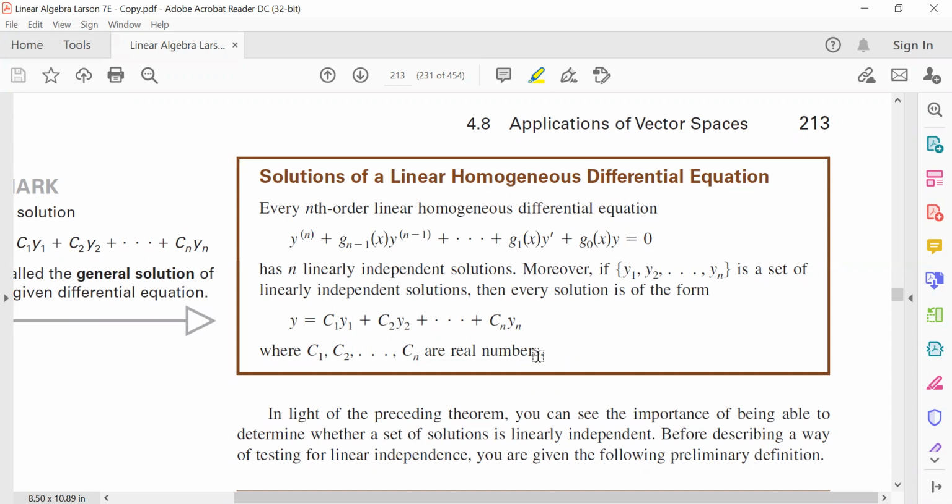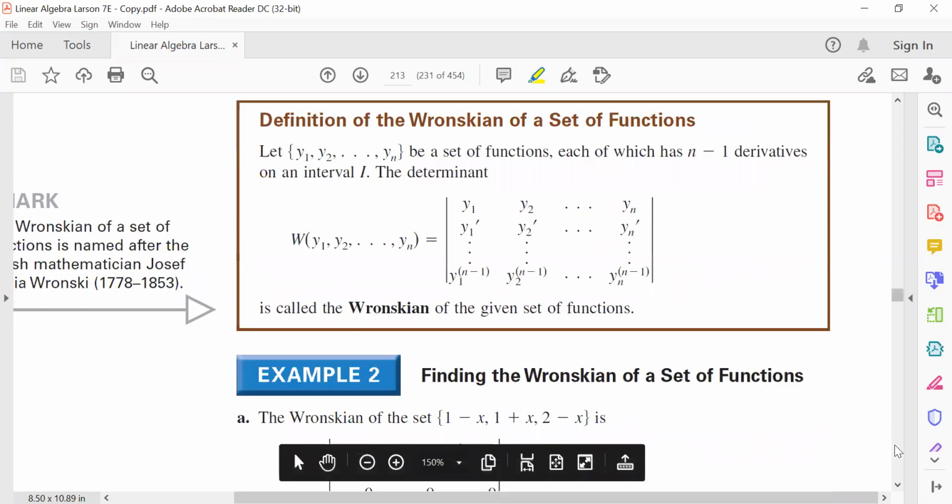So it would be awesome if there was some way we could test whether a bunch of solutions are linearly independent. Funny you should mention that. That's where a concept called the Wronskian comes in.